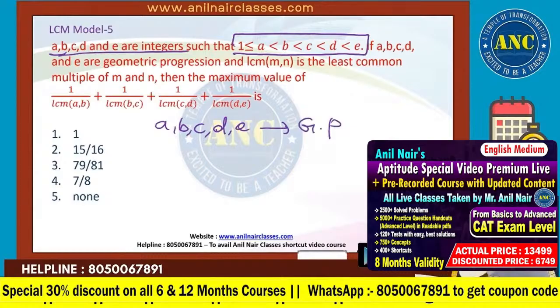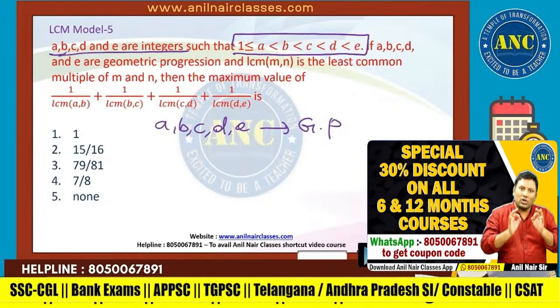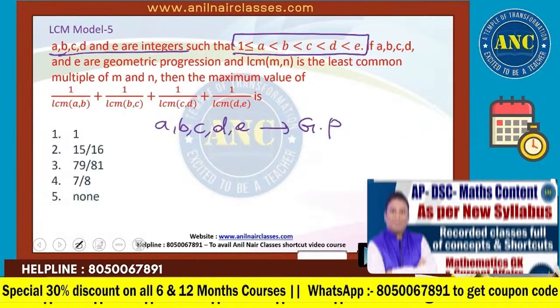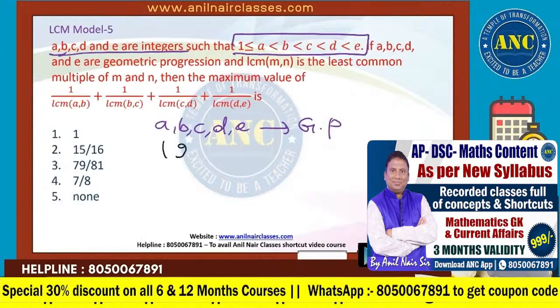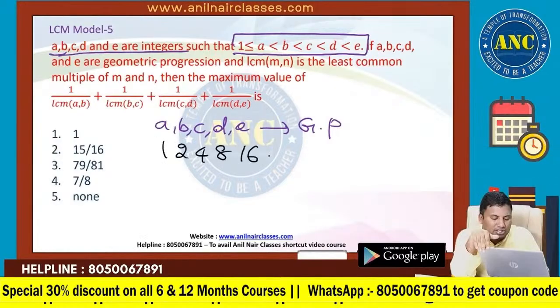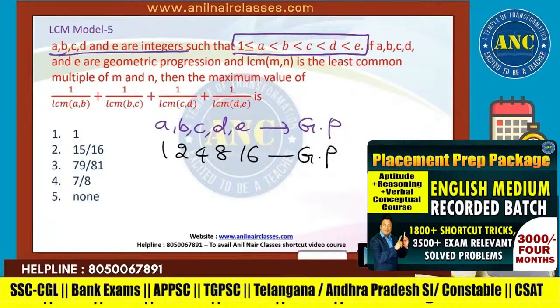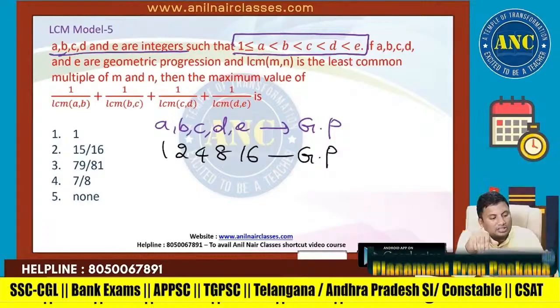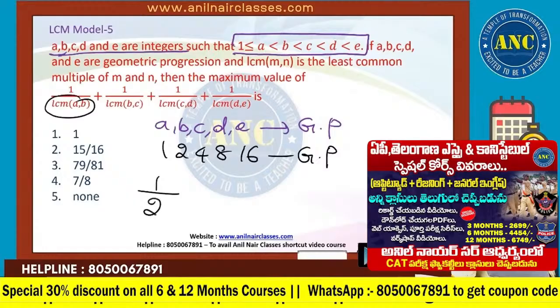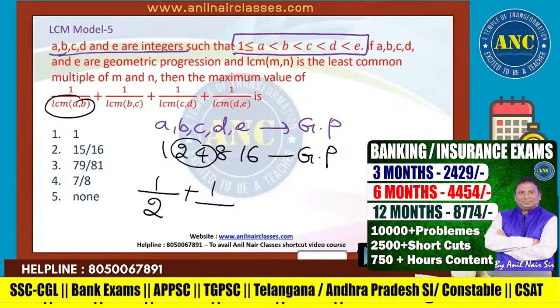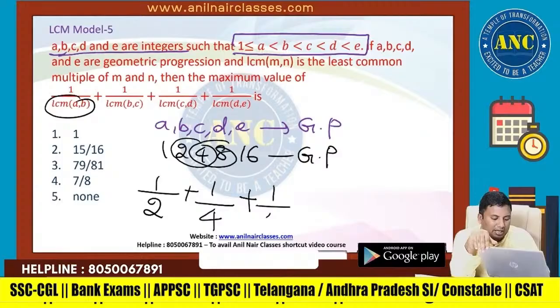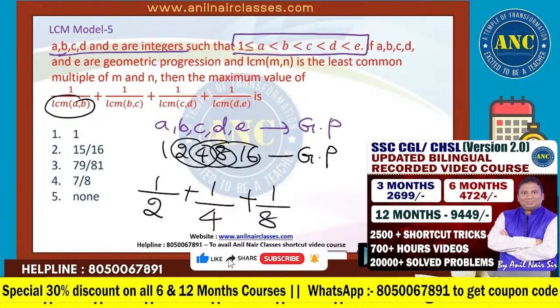LCM is the least common multiple. That is something which we know. Because it is in geometric progression, I can take 1, 2, 4, 8, 16. LCM of A, B: LCM of 1 and 2 is 2. LCM of B, C: LCM of 2 and 4 is 4. LCM of C, D is 8. LCM of D, E is 16.